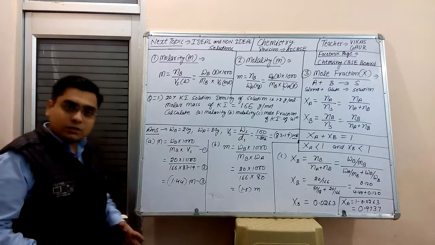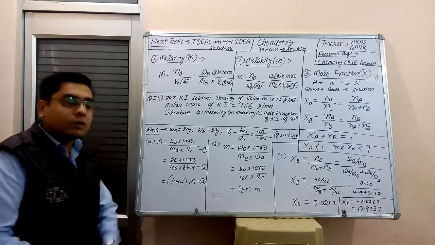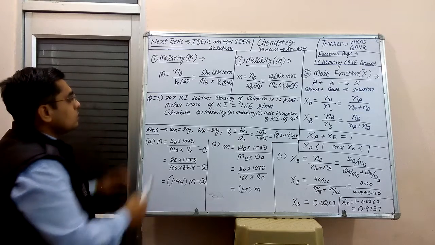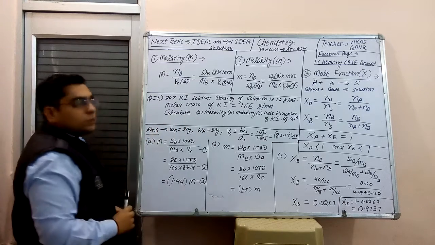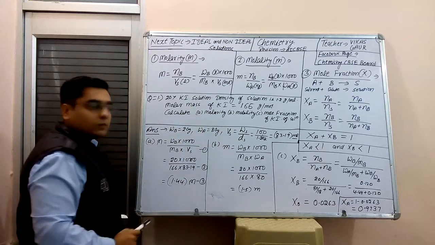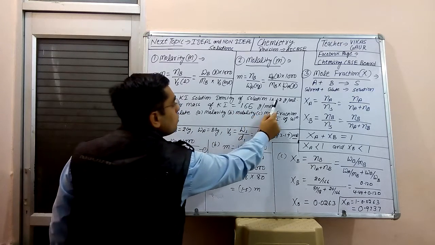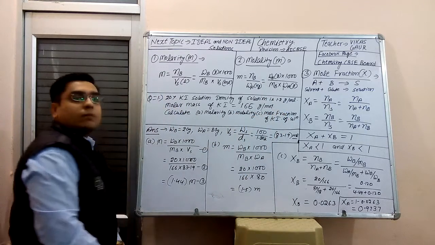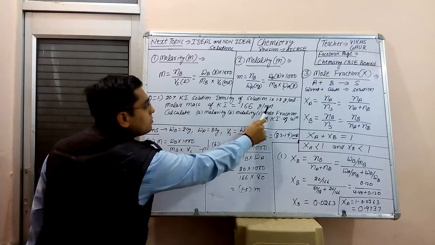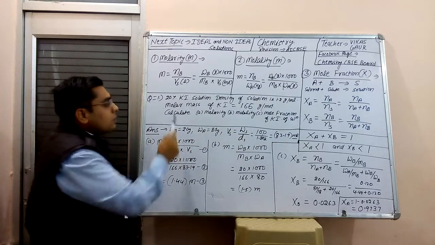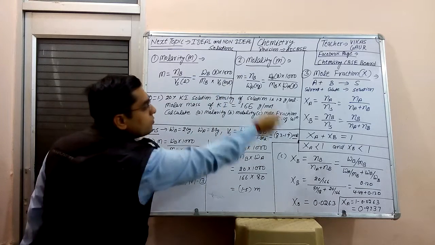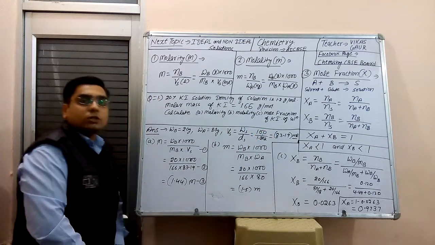Let us explain this with the help of a suitable example, also related to important questions. Suppose you are given the question: 20% potassium iodide solution, density of solution 1.2 grams per ml, and the molar mass of potassium iodide is 166 grams per mole. Then calculate its molarity, molality and mole fraction of the aqueous solution.